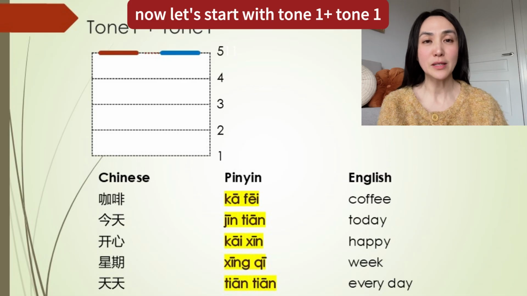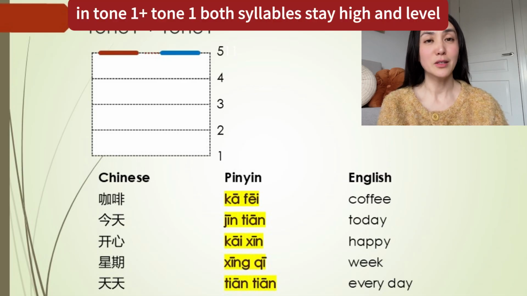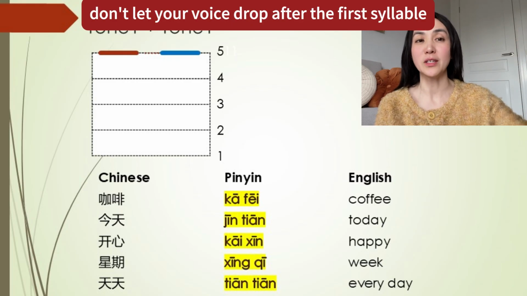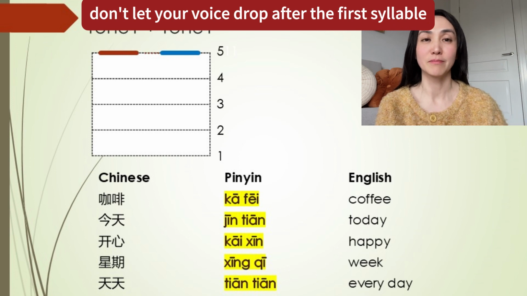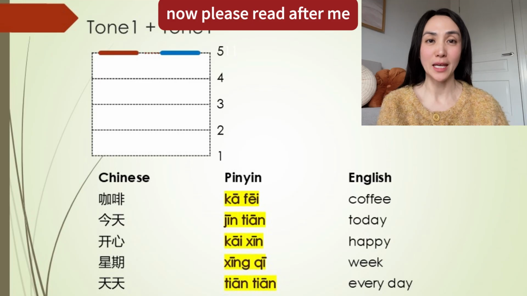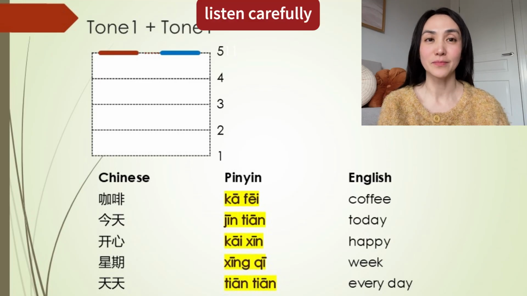Now let's start with tone 1 plus tone 1. In tone 1 plus tone 1, both syllables stay high and level. Don't let your voice drop after the first syllable. Now please read after me. Listen carefully.